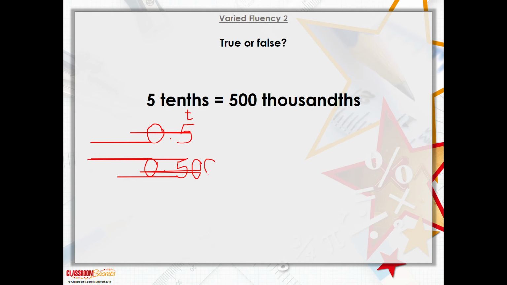Put placeholders up to the thousandths column. So here we have our tenths column, our hundredths column, and our thousandths column there. And what we then need to do is just have a little look. Does it look like 500,000ths? Yes, it does. So 5/10ths is actually the same as 500,000ths.